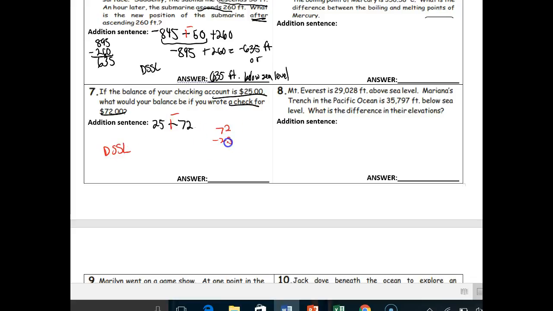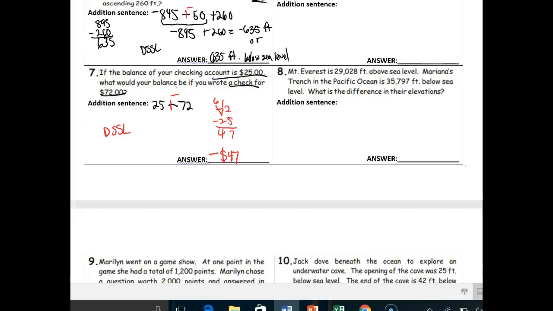72 minus 25, I end up borrowing here, and we get 47. But remember, I had more negatives, so my answer should be negative $47. It wouldn't be good to have your bank account go into the negative. You can't write this check. You don't have enough money in your account to cover this check, right?